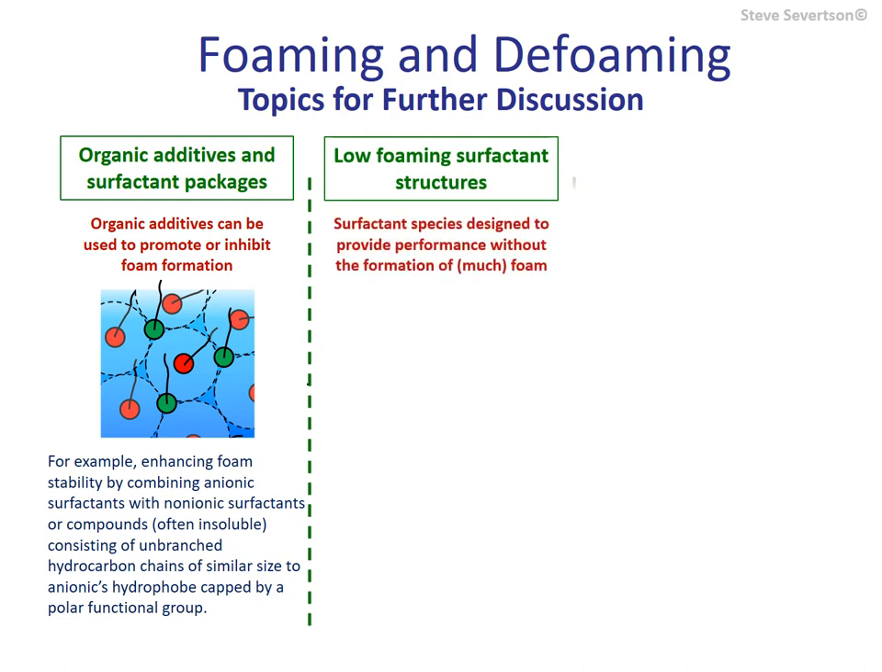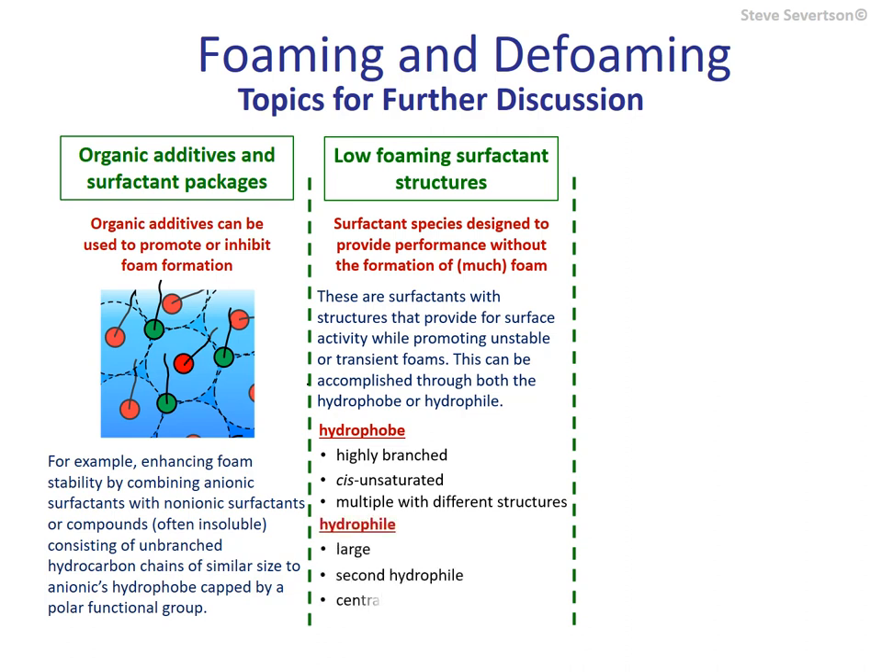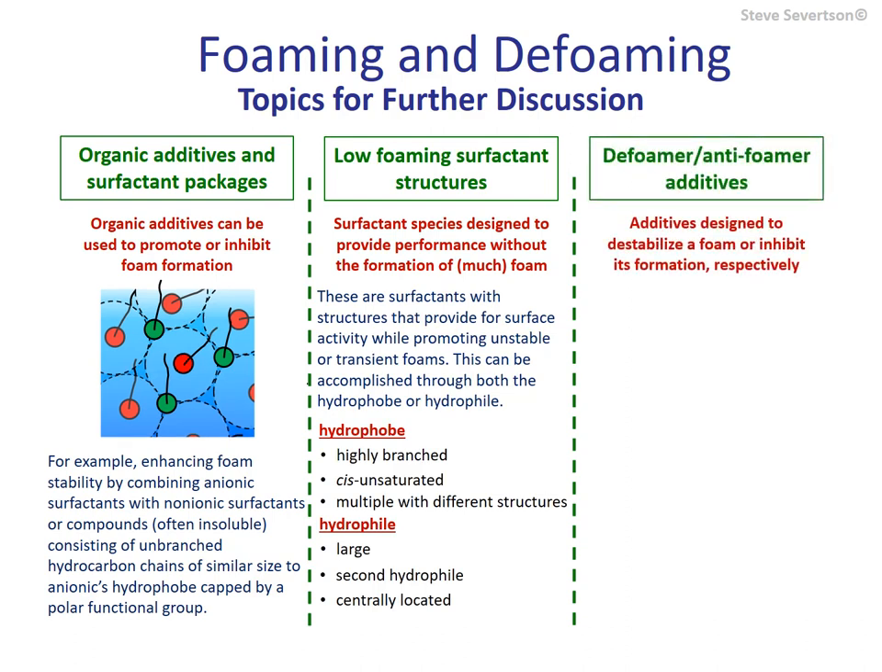For some applications, surface active species are required, for example, to enhance wetting, but the presence of foam creates severe problems. For these situations, we can apply a surfactant species designed to provide performance with little foam formation. It should be evident from the listed structural characteristics that such species will diminish foam stability without promoting foam formation. Additives designed to destabilize a foam or inhibit its formation are known as defoamers and antifoamers. However, these terms are often used interchangeably. Such additives work through a variety of mechanisms.